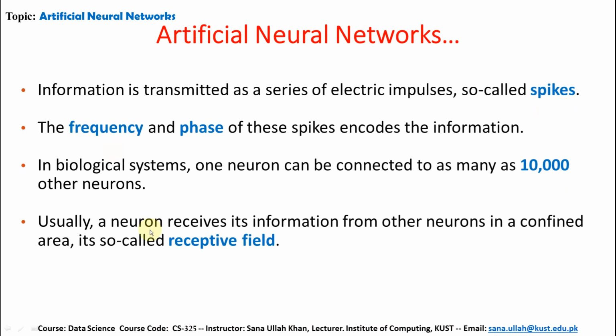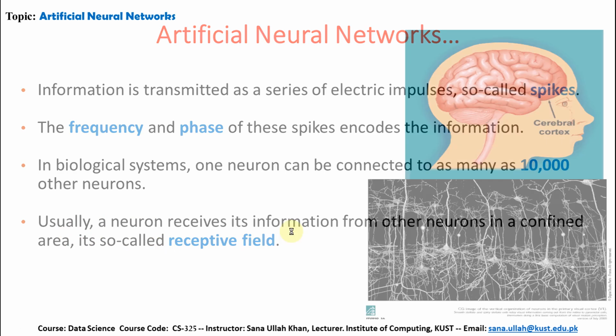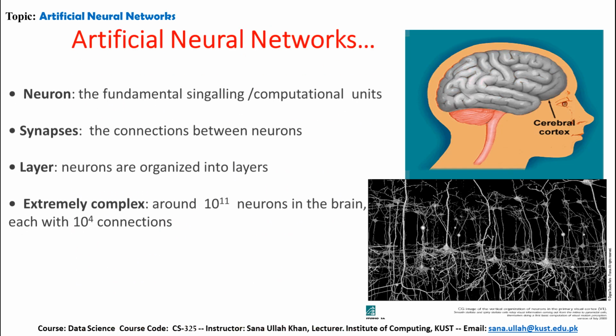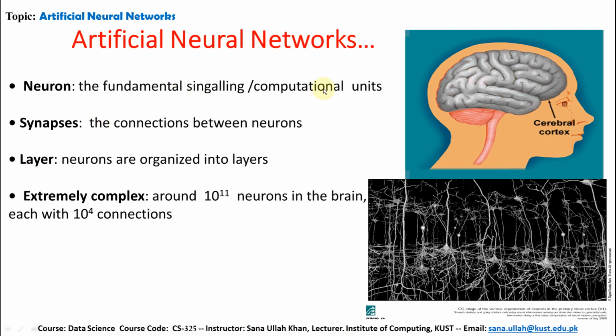Information is transmitted as a series of electric pulses, so-called spikes. The frequency and phase of these spikes encode the information. In a biological system, one neuron can connect to as many as 10,000 other neurons. Usually, a neuron receives its information from other neurons in a confined area, its so-called receptive field.